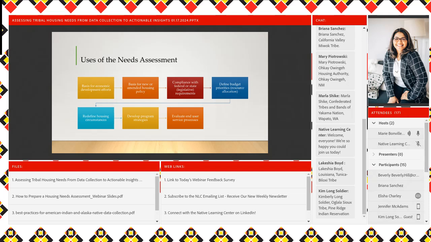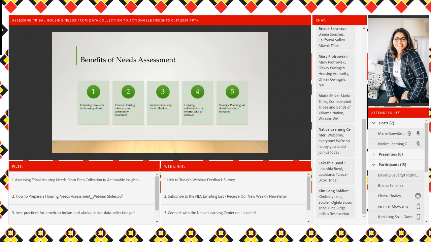And then evaluating the end user service, right? So we don't always think about it, but is there some gap in the services that we're providing? Is there a way in which we can support our membership better? And the needs assessment will help you highlight that.